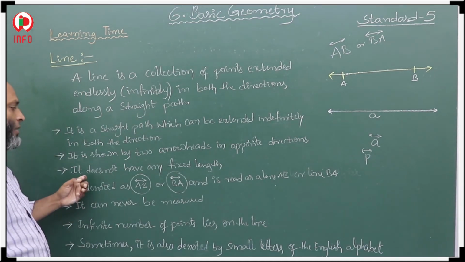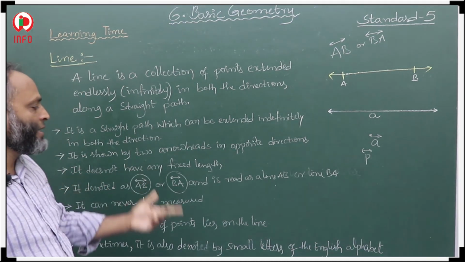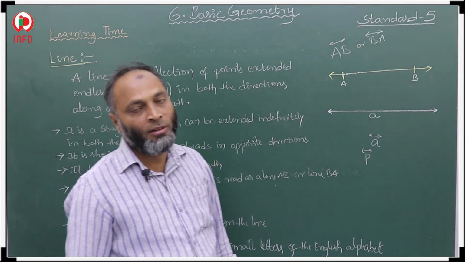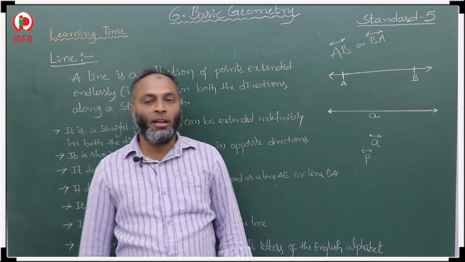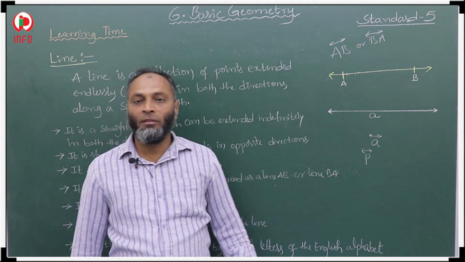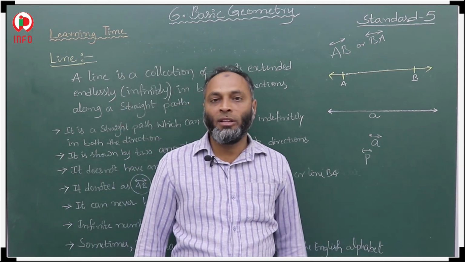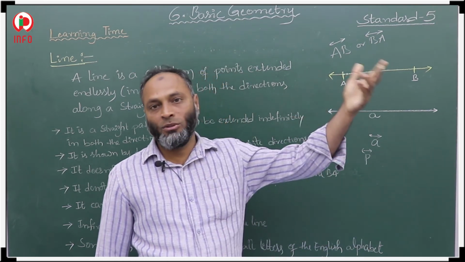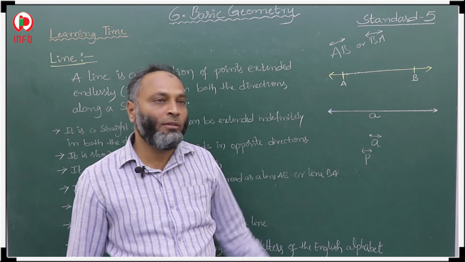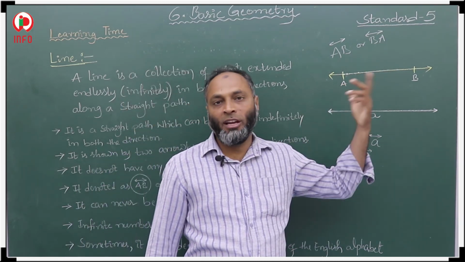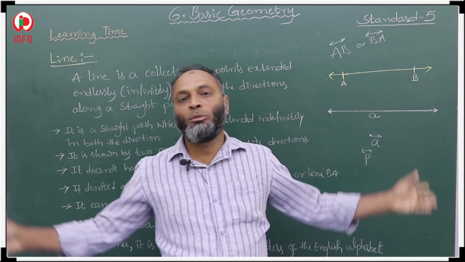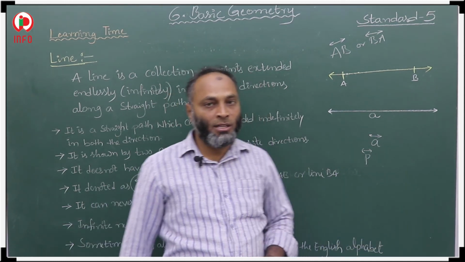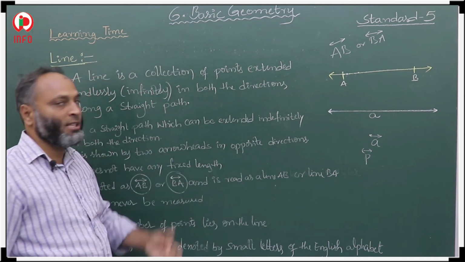And it does not have any fixed length. Why does it not have a fixed length? That we know, it extends in both directions infinitely. So that is why it does not have any fixed length. There is no measure. How much length is it, 2 centimeters, 2 kilometers, 10 meters, 100 meters? We don't have a particular length, because it extends in both directions. So that is why we cannot say what the length of the line is.